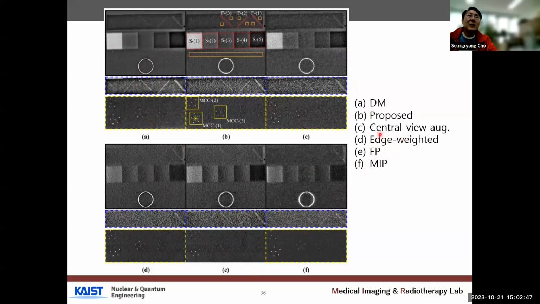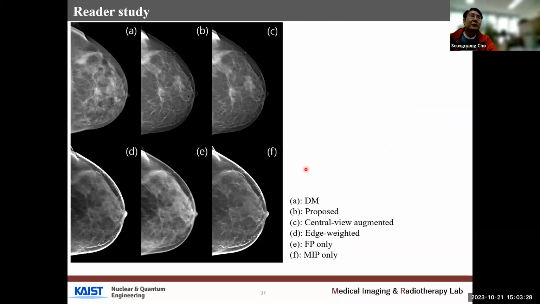And C here is the so-called central view augmented method, which is a method that is used in commercial vendors. And B is what we have produced by use of our proposed technique. The contrast has been well restored, and microcalcifications are all well restored to a very small size. Particularly these fiber-like structures are, to me at least, more perceptible, clearer than with the central view augmented method. And we apply this to the clinical data set. Here again, A represents the real mammographic image, B is our result, C is the central view augmented, and D, E, F are the techniques under comparison.